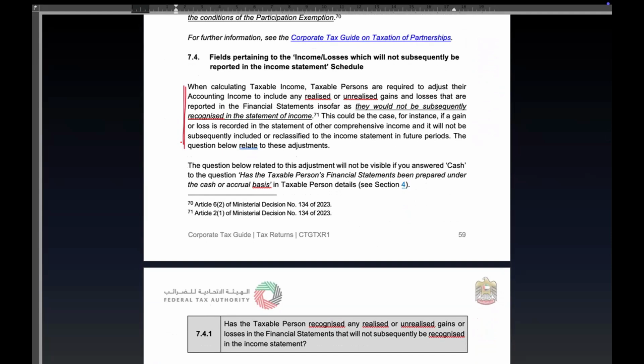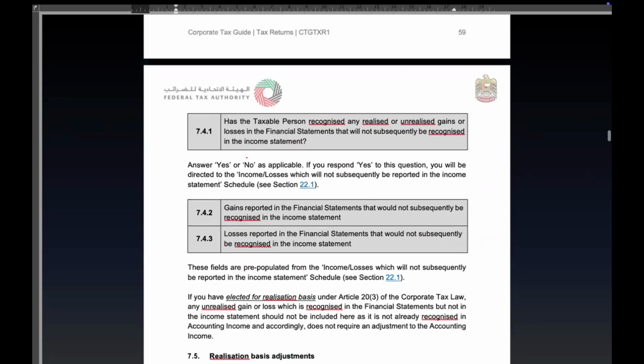This will be reported in the current tax period. And if this is a gain or a loss, then we need to look into this. Are we applying the realization basis or unrealization basis? What is the status of the gain, realized gain or unrealized gain? We need to make the adjustment in our accounting income as well to arrive at the taxable income.